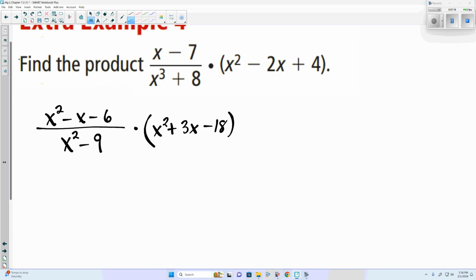Because we could do this one here, and if you want to work this one out later, it actually just works out to be x minus 7 over x plus 2. Because for the sum of 2 cubes, the cube root of x to the third is x. The cube root of 8 is 2. Signs are the same for the first one, so we have x and 2. That quadratic is going to cancel with our x squared minus 2x plus 4. So it ends up being just that there.